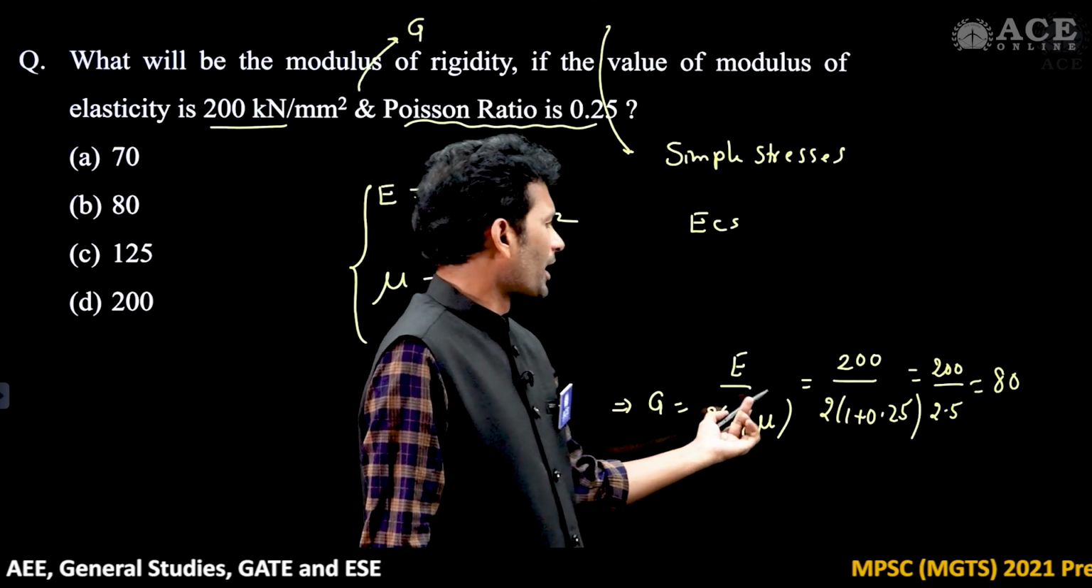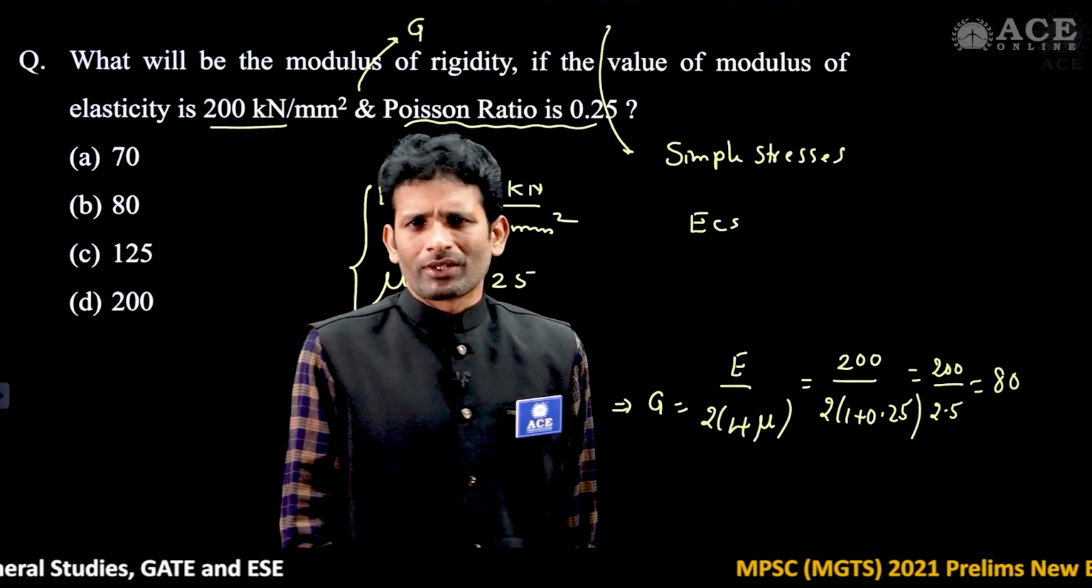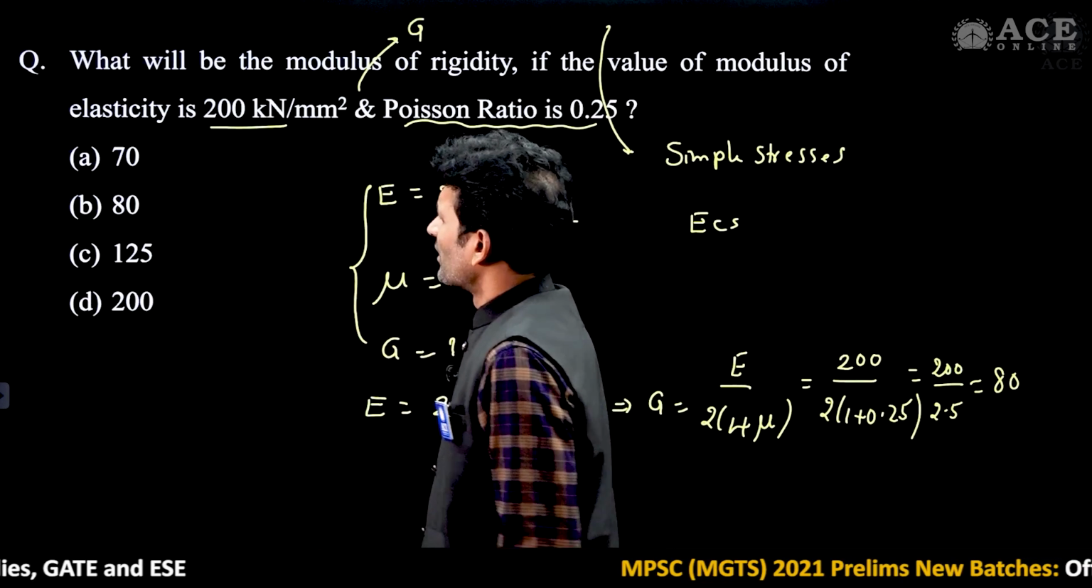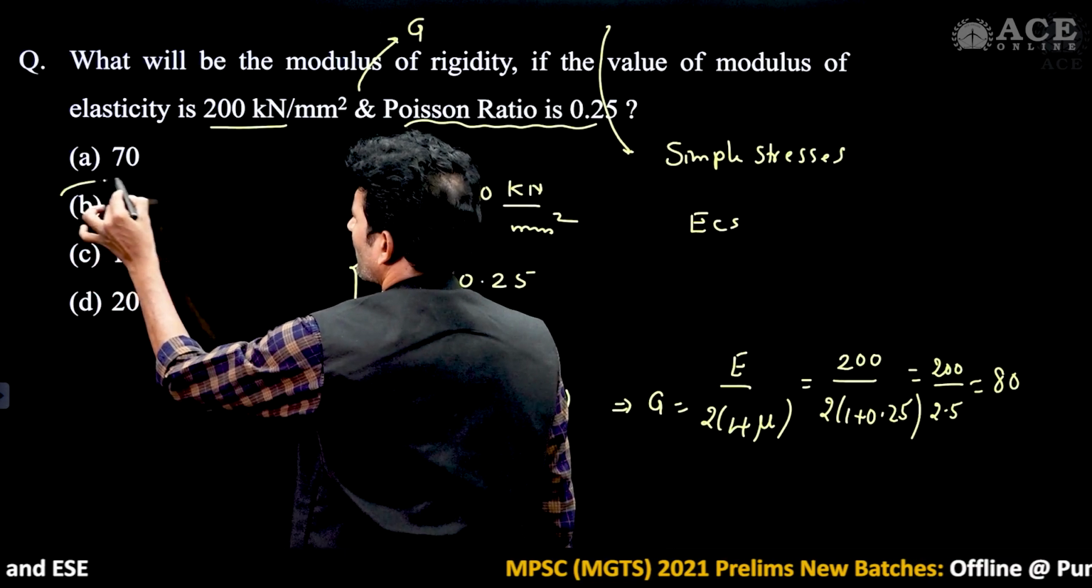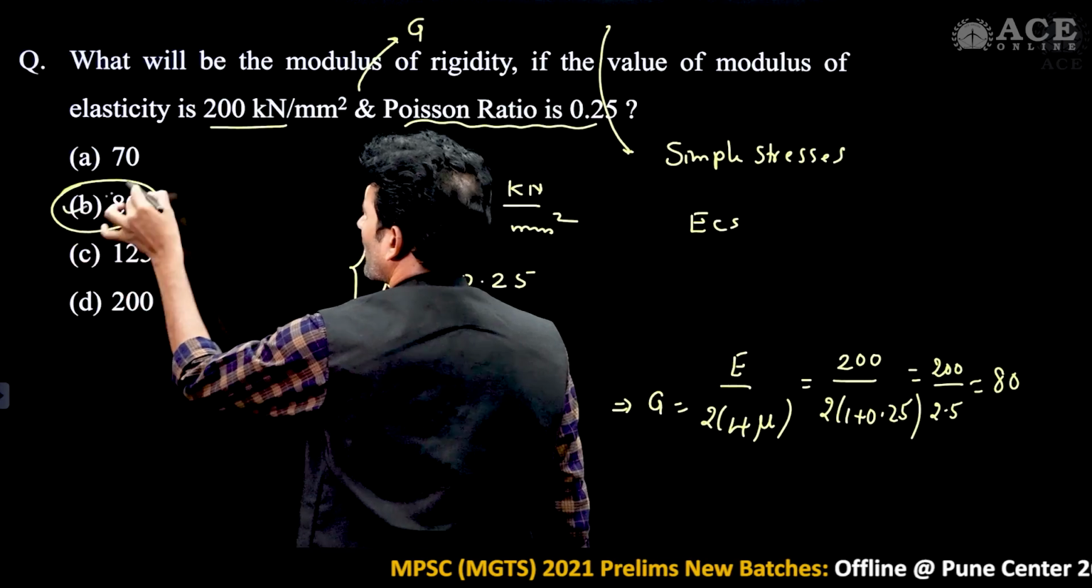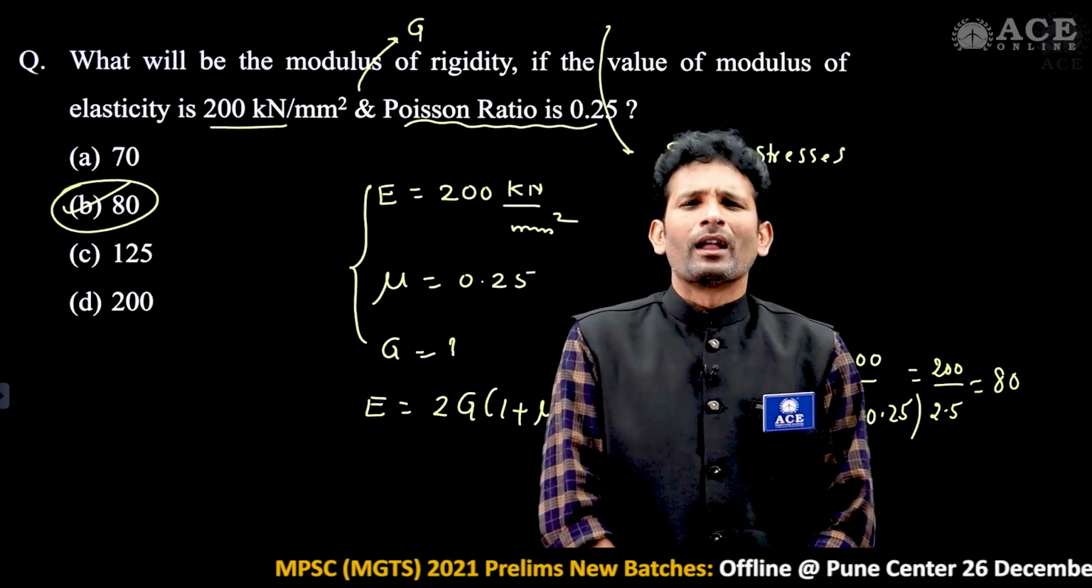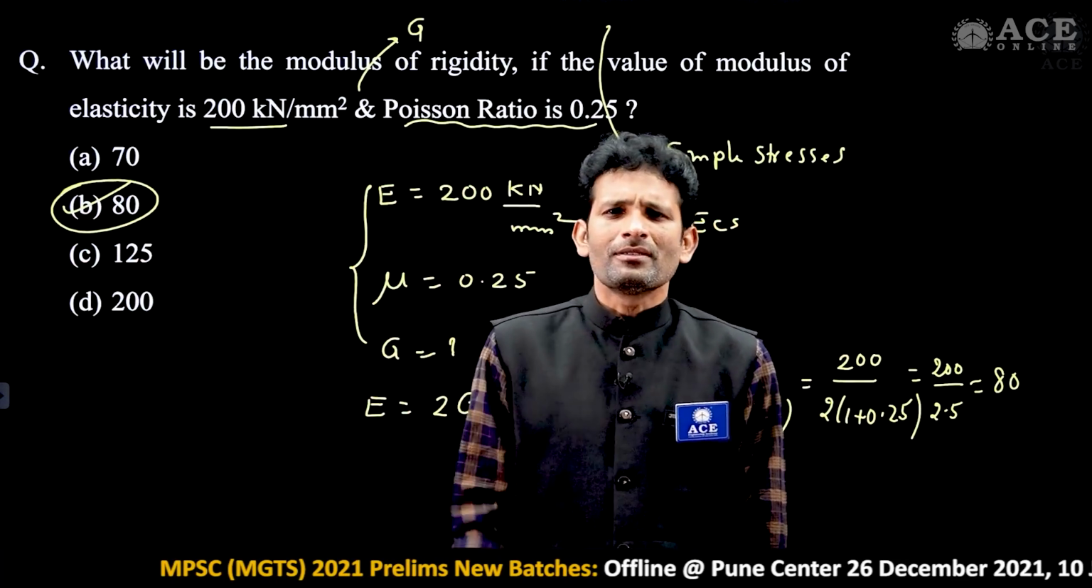This is a direct, straightforward question. Looking at the options, 80 is identified at option B. So the required answer for this question is 80, which is option B.